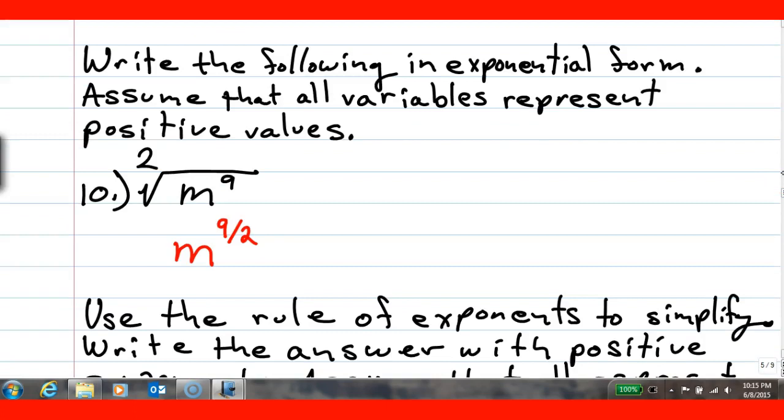The next one reads, write the following in exponential form. Assume that all variables represent positive values. So on number 10, I have an m to the 9th under the square root. So I'm going to write this in exponential form. In the numerator's position, I need to put how many m's I have, to the 9th power, over whatever my root is. In this case, it's a square root, so over 2. So m raised to 9 over 2.